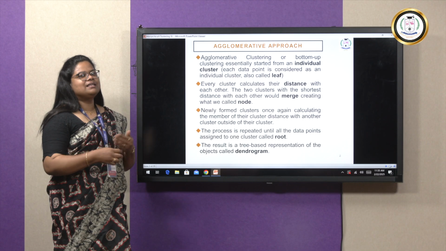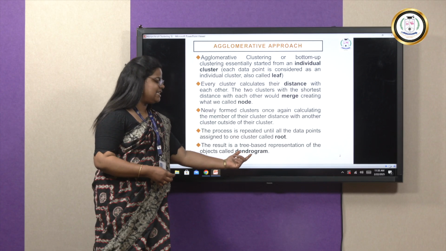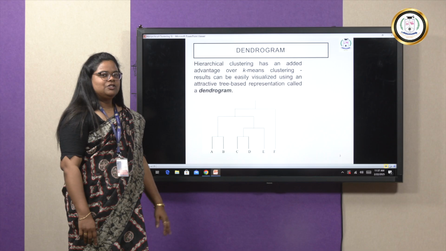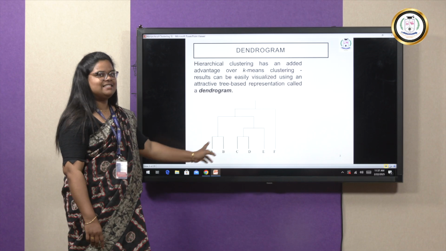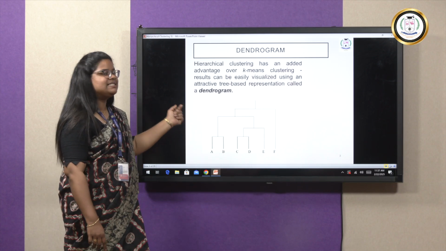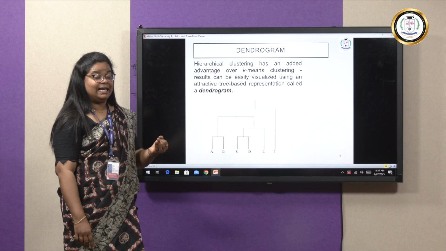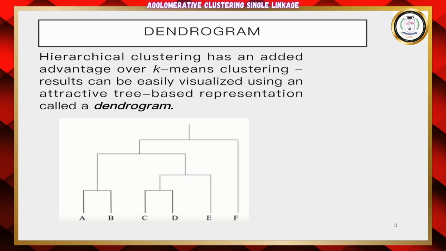To make this process easier, we use a tree-based representation known as a dendrogram. So this is a tree-like structure named a dendrogram. This is an example of a dendrogram. Here A, B, C, D, E, F are the data items, and using this dendrogram we can find out which is the first created cluster, which is the second created cluster, and which is the last created cluster. Once all the clusters come under the same group, we can stop the process.